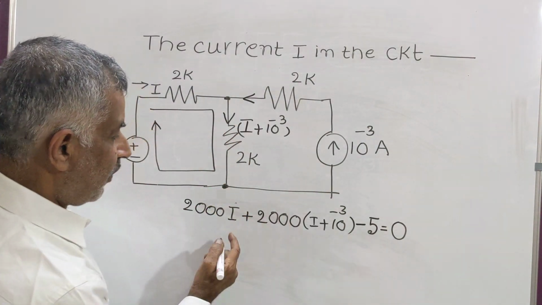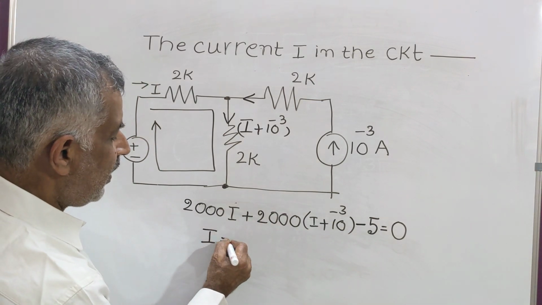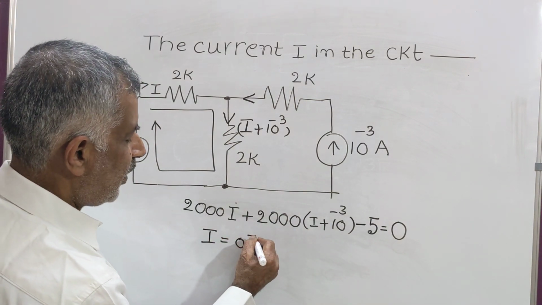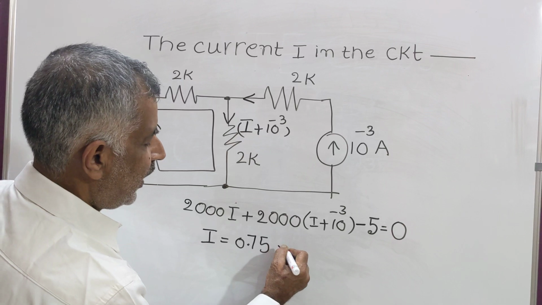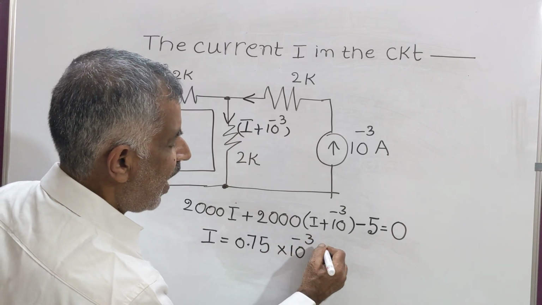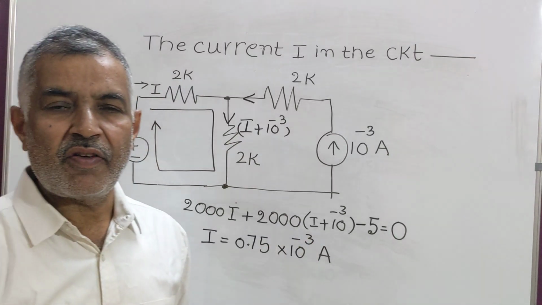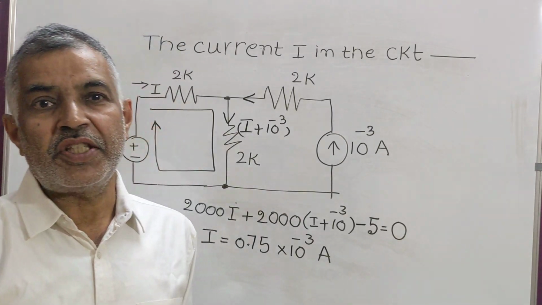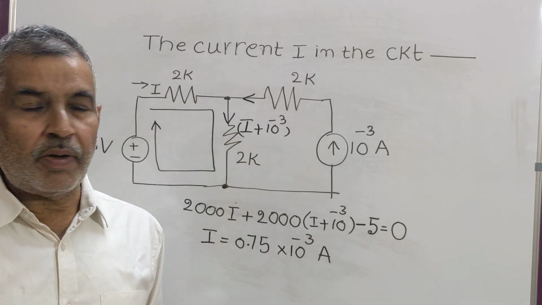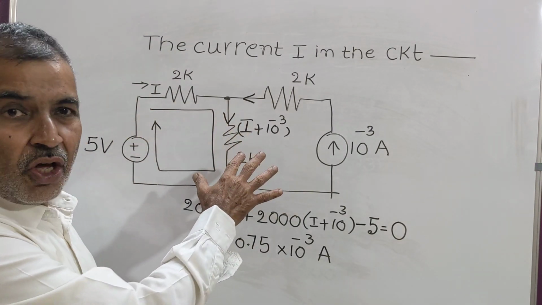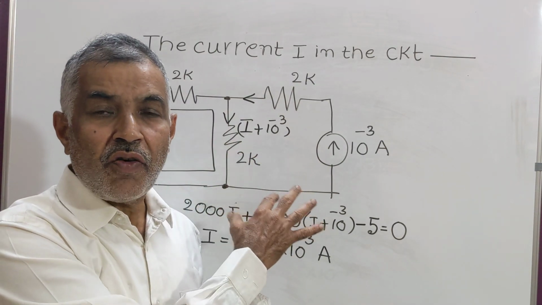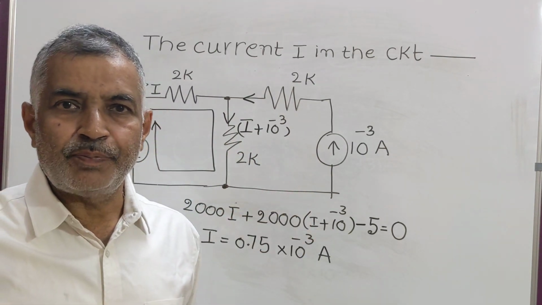If you solve this equation, I comes out to be 0.75 into 10 to the power of minus 3 amperes, that is 0.75 milliamperes. So this is how you have to solve the problem. This is a problem based on KCL, KVL knowledge of network analysis.